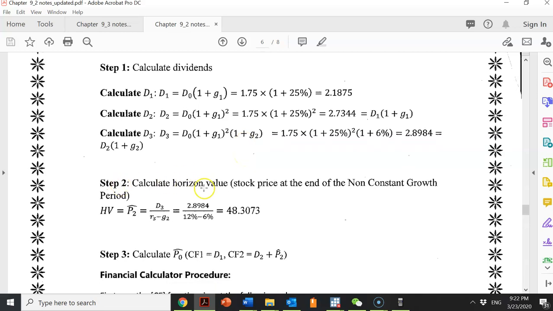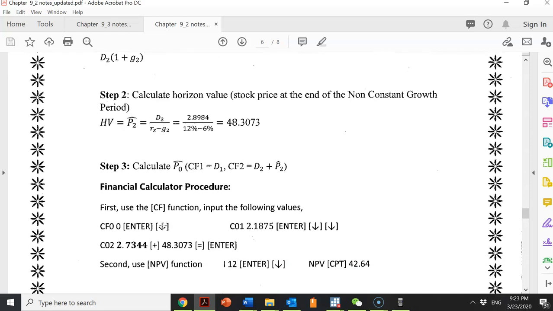Step 2, calculate horizon value, P2. Because our N is 2, we calculate P2, that is D3 over RS minus G2, because when we calculate horizon value, we're discounting all the dividends in the second stage. We use the constant growth model in the second stage, so we use the growth rate in the second stage, G2.